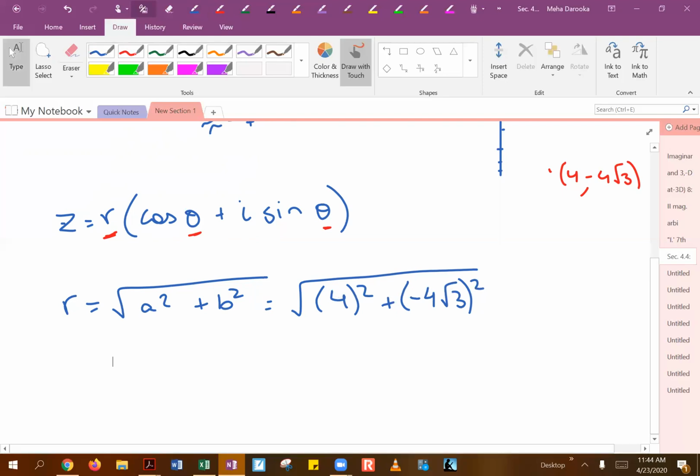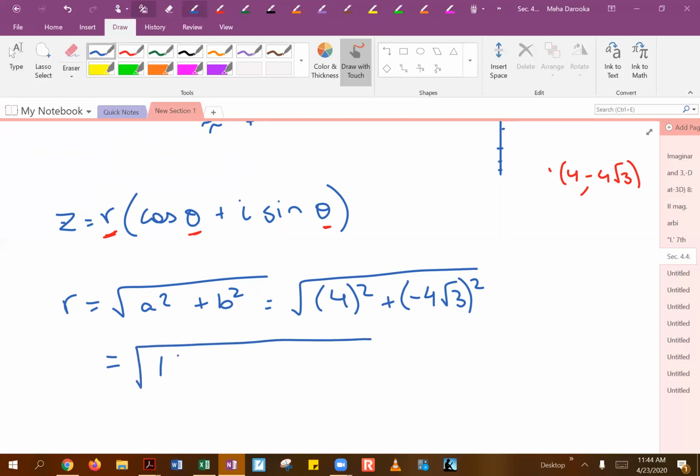16 and negative 12, or would it just be regular 12? No, because you're doing negative times negative, so it will end up becoming positive. So yeah, 4 squared will give you 16. And then on this side, the negative times negative becomes positive. 4 times 4 will be 16. And what happens with square root of 3 to the second power? It becomes 3.